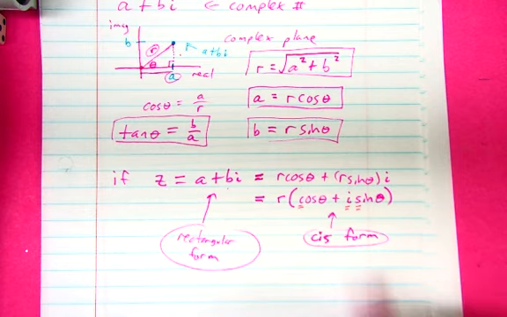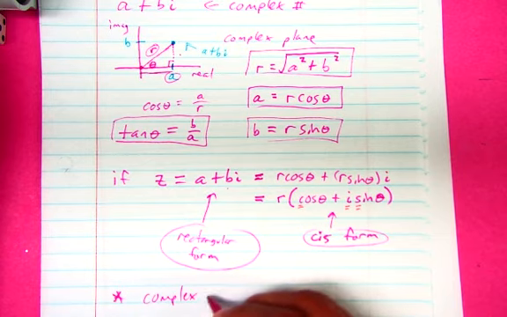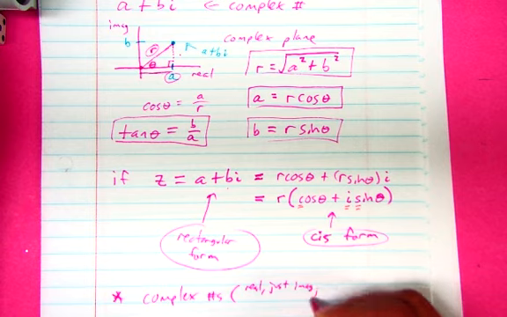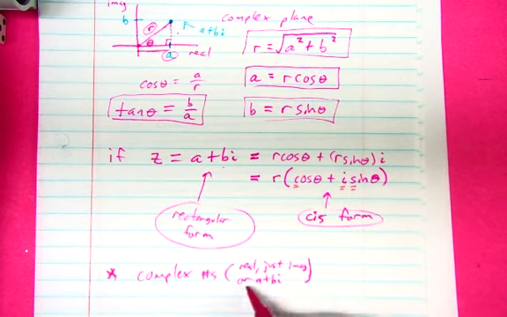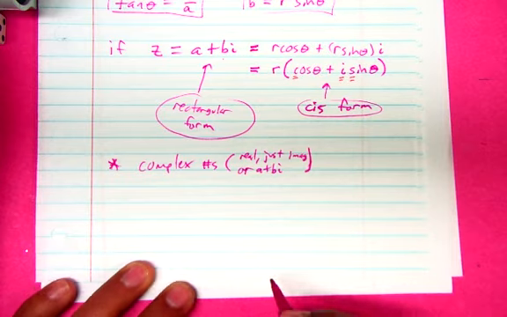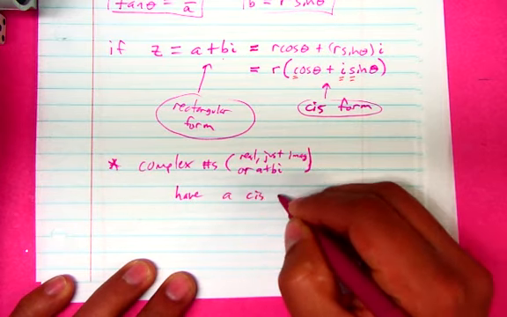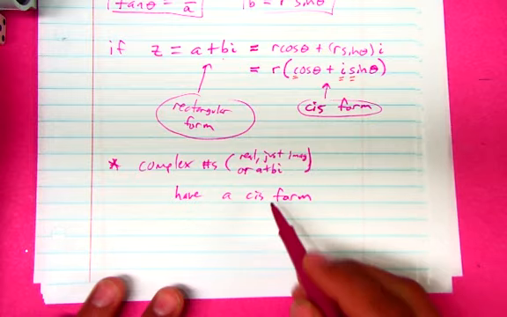All right, so here's what we need to know. Complex numbers, which include real, just imaginary, or a combination of both, like a plus bi, have a trig form or a CIS form. So any number that we can think of, whether it's real, imaginary, or like a plus bi, will always have a CIS form.